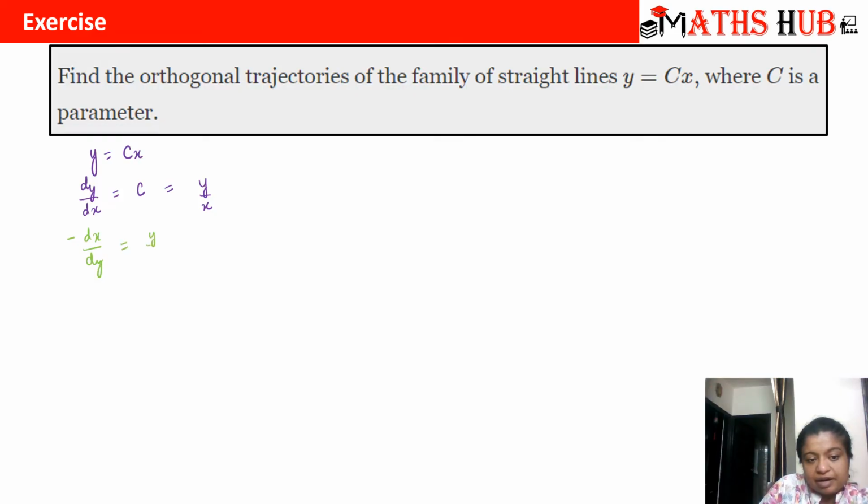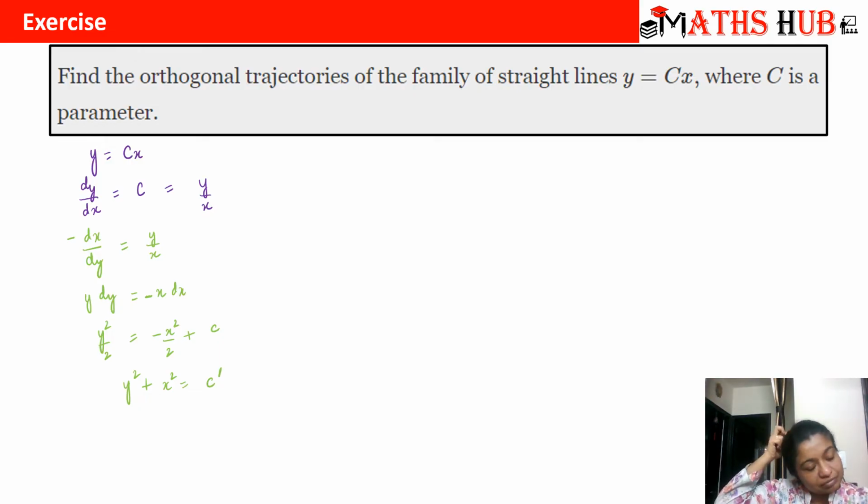This is equal to y by x. So now you can separate the variables and we will get y dy is equal to minus x dx. When you take the integral, this is the variable separable method, y square by 2 is equal to minus x square by 2 plus constant c. So from here we get y square plus x square is equal to c. Right? So I hope the method is clear to everyone.